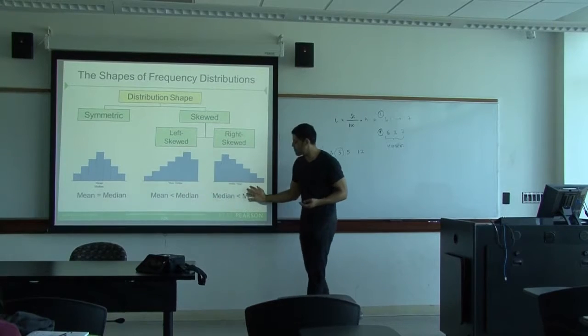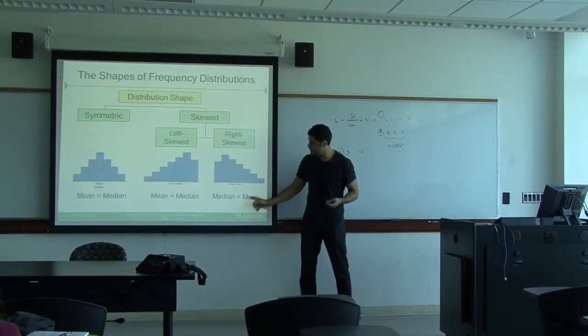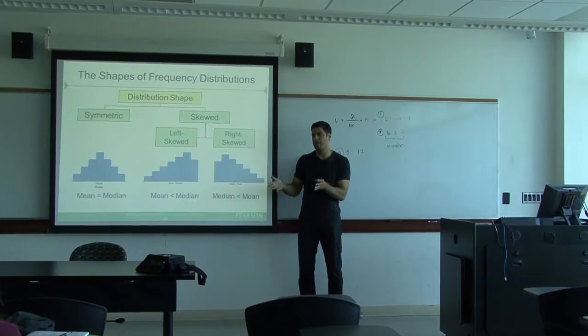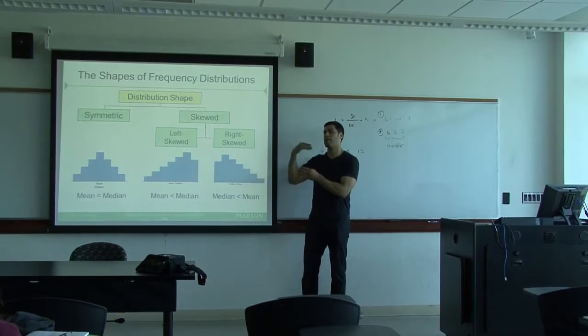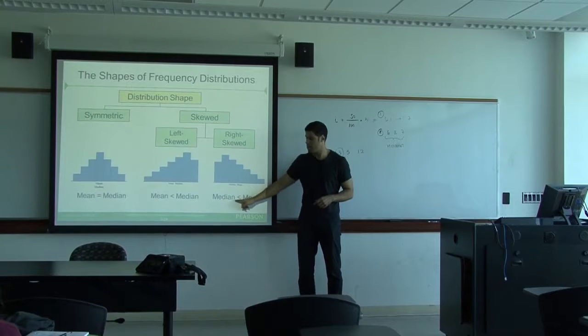Okay? Whenever you have a right skewed distribution, then the mean is going to be impacted as well, but now it's going to be pulled to the right. It's going to be greater than it should be, let's say, right? So the median is going to be smaller than the mean.